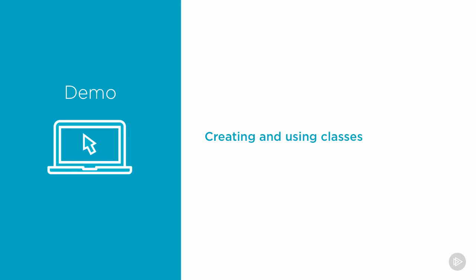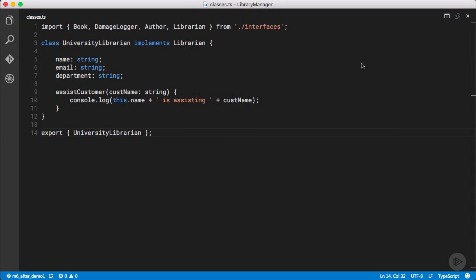In this demo, I'll show you how to create a new class and how to use constructors, properties, methods, and accessors. I'm going to start this demo in the classes.ts file I created in the last module on interfaces. I gave you a brief preview of classes when I built this University Librarian class that implements the librarian interface.